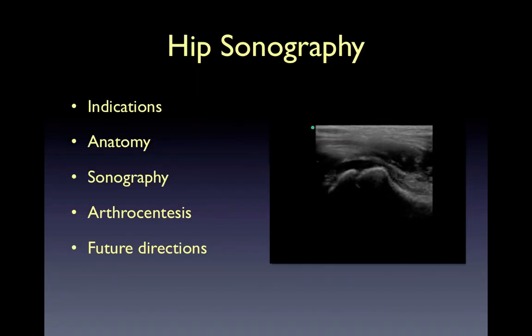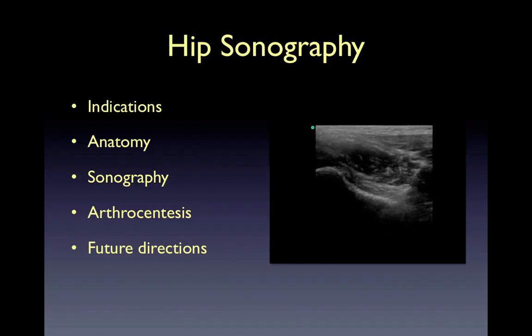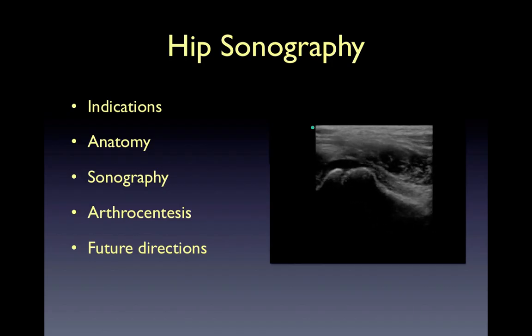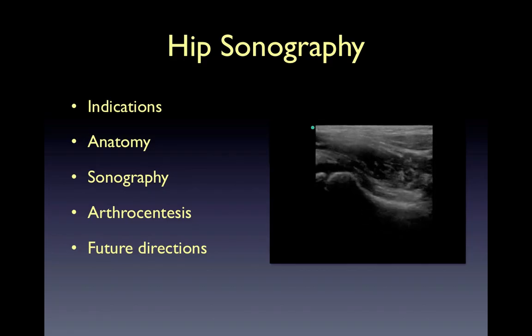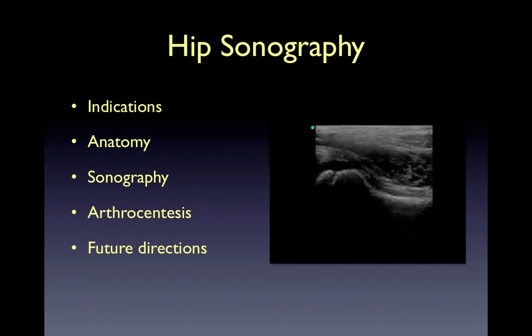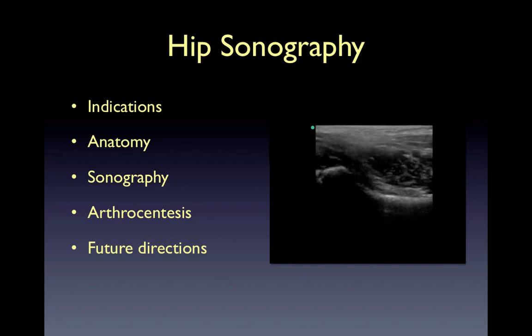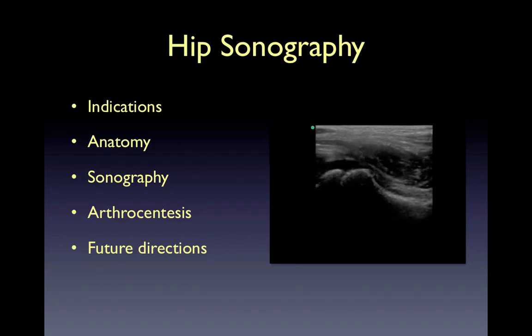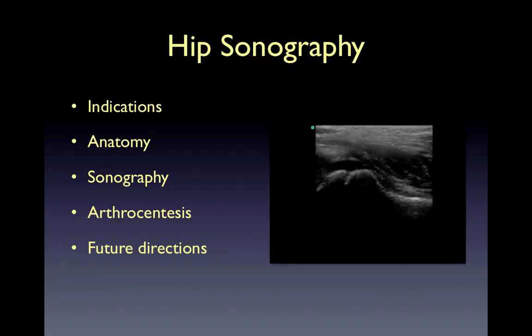In particular, we will discuss the indications for hip sonography, the anatomy of the hip, sonographic findings that correlate with that anatomy, and how to perform ultrasound-guided hip arthrocentesis. Finally, we will briefly touch on other applications for hip sonography that may be useful in the ED setting in the future. Please note that this lecture will focus primarily upon the pediatric hip because it is children who are at greatest risk for the disease we are most concerned about, septic arthritis.